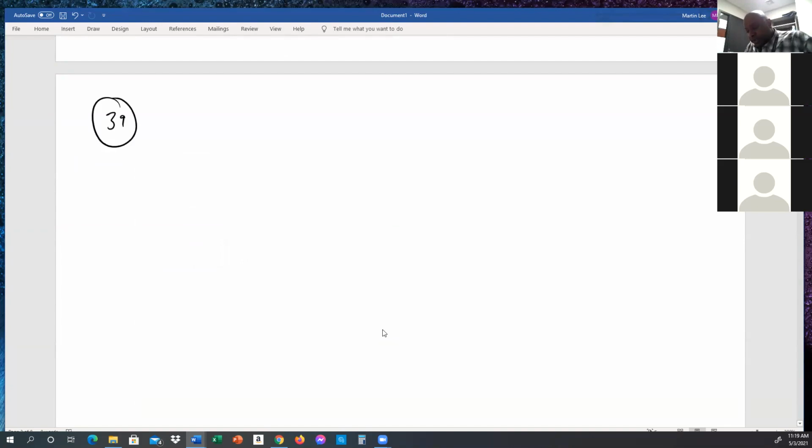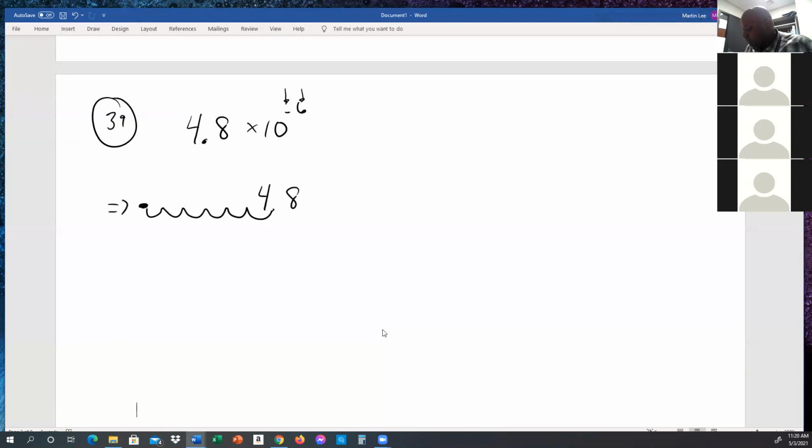In number 39, write the number in standard notation. So they give us a number that's in scientific notation, and we want to change it to a decimal. So you have 4.8 times 10 to the negative 6. I'm going to have my 4.8, and since my exponent is negative, I'm going to move my decimal to the left 6 places. So 1, 2, 3, 4, 5, 6.